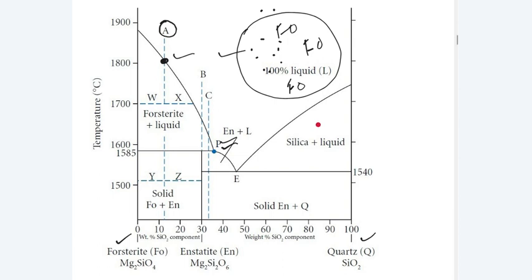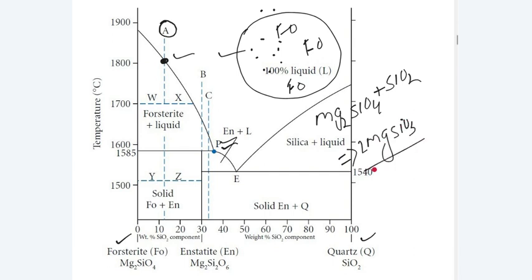So forsterite, that is Mg2SiO4, reacts with SiO2 to produce 2MgSiO3, that is your enstatite.